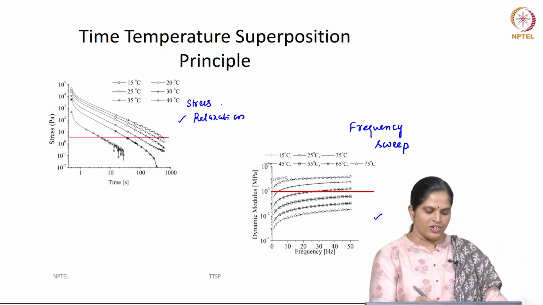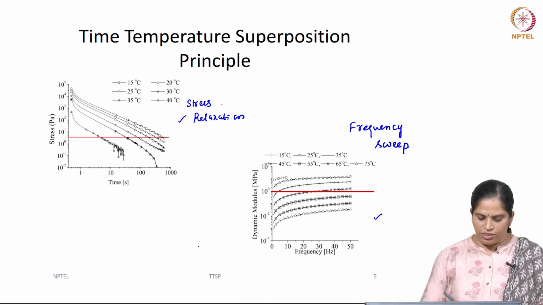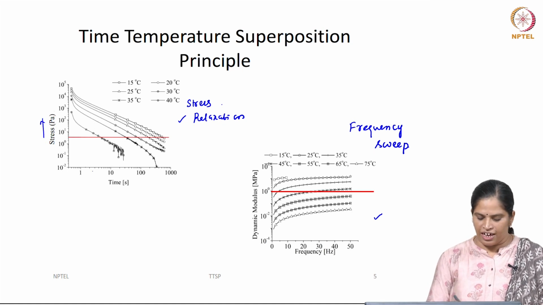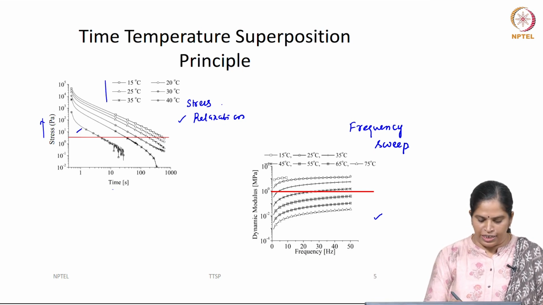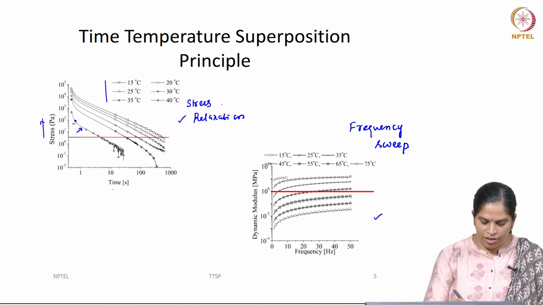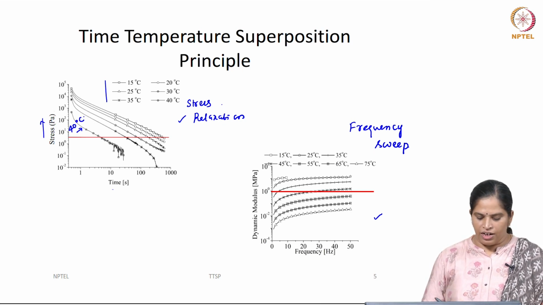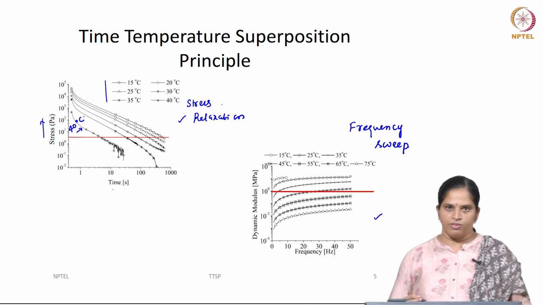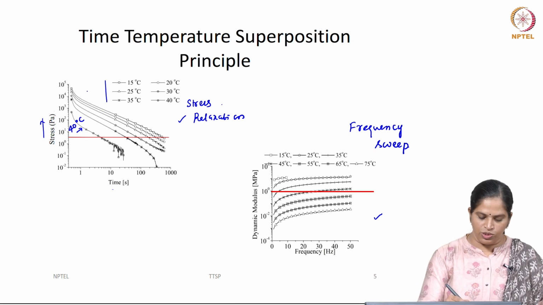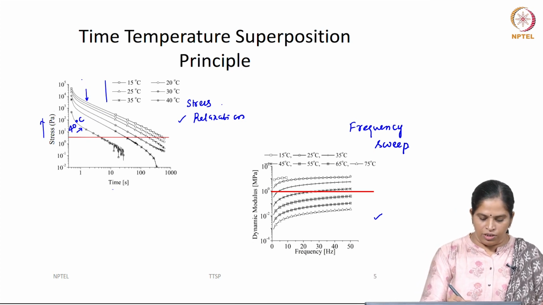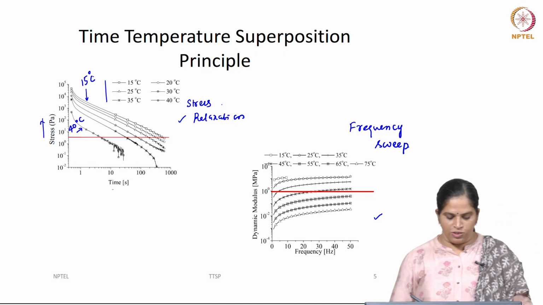Now, if you see the stress relaxation experiment, the stress is measured at different time scales and at different temperatures. This upper one corresponds to a lower temperature, 15 degrees Celsius, and the lower one corresponds to a higher temperature, 40 degrees Celsius. As you go higher and higher with the temperature, the material relaxes faster. So, the lower one corresponds to higher temperature and the top one corresponds to lower temperature.